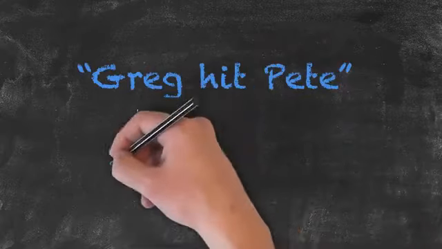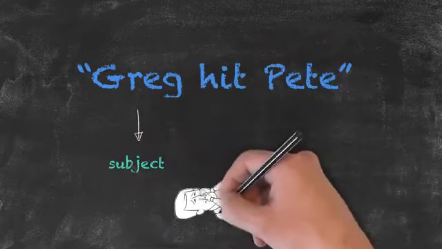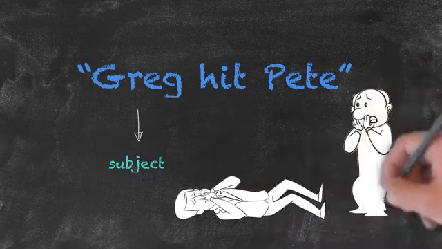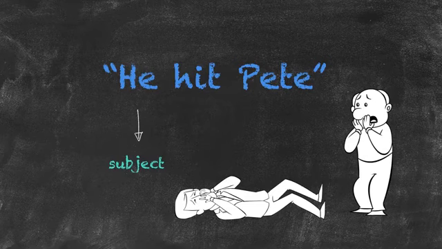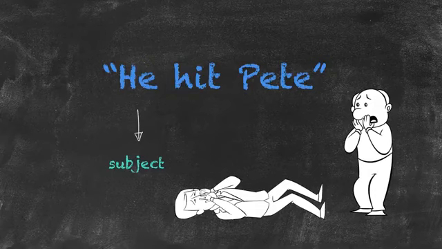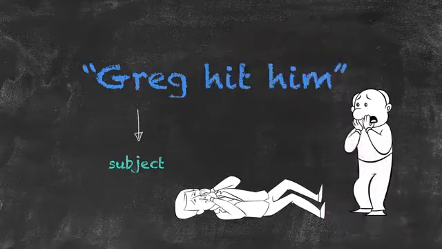In the sentence, Greg hit Pete, the subject of the sentence is Greg. Therefore, I would say he hit Pete. Or I could put a pronoun in for the object of the sentence, where Greg hit Pete. Now I go into Greg hit him.